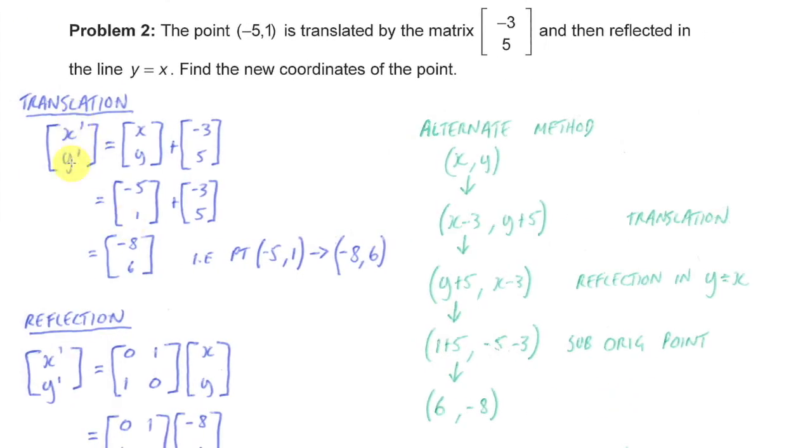So x prime, y prime is equal to the original xy plus the translation matrix, and so I achieve that here. And so I now know that the point -5, 1 will be transformed to -8, 6 if this translation matrix is applied. That's what we've shown.